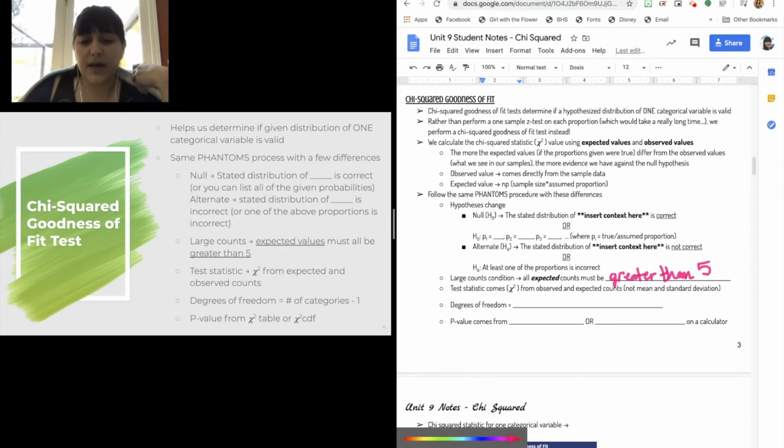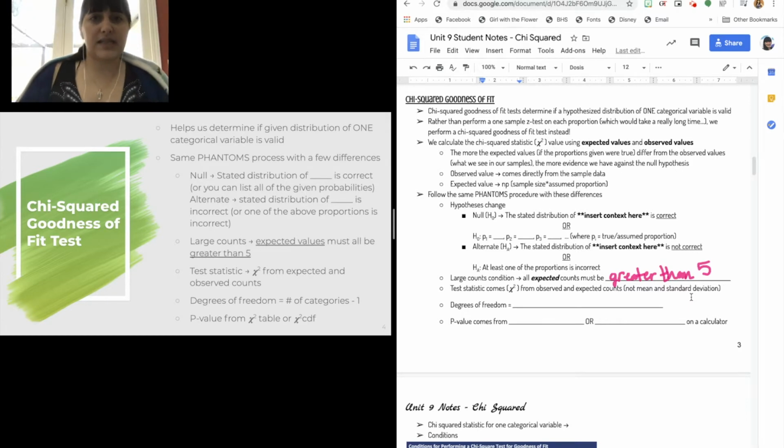Another difference is that the test statistic is chi-squared this time. So it's not T, it's not Z, it's chi-squared. And I showed you the formula for that in the last video. Chi-squared comes from observed and expected values and not mean and standard deviation. With Z and T, remember you have to calculate the mean and the standard deviation, and then you plug all those in to figure out what your T or your Z value is. Not the case here, okay?